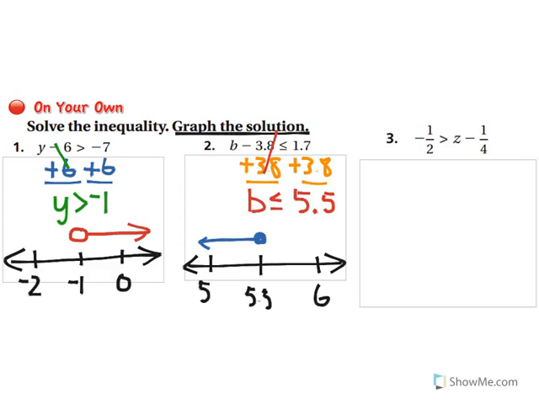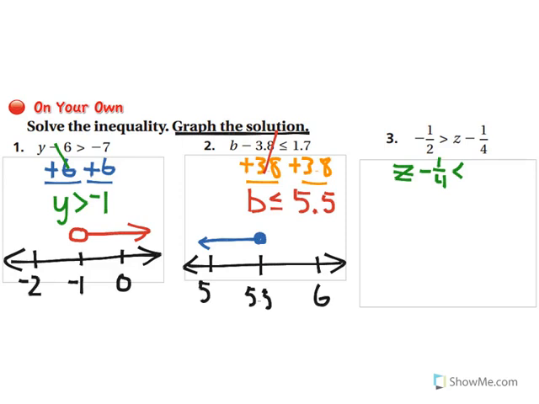So we have negative 1/2 is greater than z minus 1/4. Now, at some point, I would suggest that you flip this inequality. So I'm going to flip it now, just to get it out of the way. So I'm going to write z minus 1/4. And you'll notice that the less than part of the inequality sign is pointing at the z. So you want it to point this way as well. So I'm going to flip that sign.